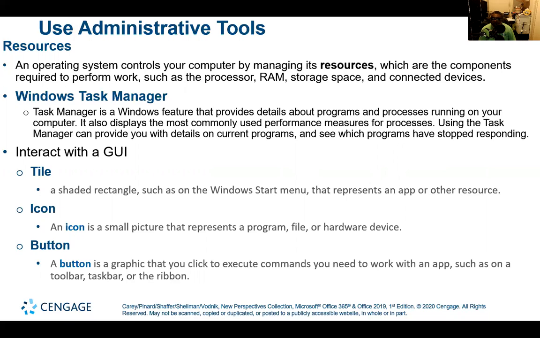Interacting with a GUI. All right, so you have a tile, which is a shaded rectangle, such as in the Windows Start menu, that represents an app or other resource. An icon is a small picture that represents a program, file or hardware device. And then you have buttons. A button is a graphic that you click to execute commands you need to work with an app, such as one on your toolbar, taskbar, or in the ribbon. This is the way that you're going to make it happen.